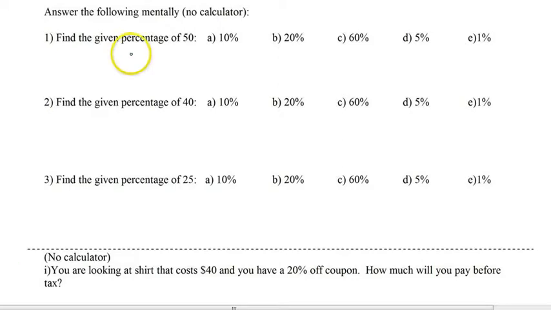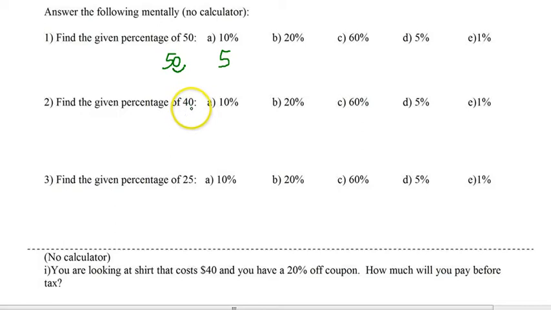And it all comes down to this. So let's look at our first one. Find the given percentage of 50. So if we want to find 10% of 50, it's very quick. You take the 50, you move the decimal over 1, and that's it. That is 10%. 5 would be 10% of 50. Pretty quick, right? Alright, let's do another.